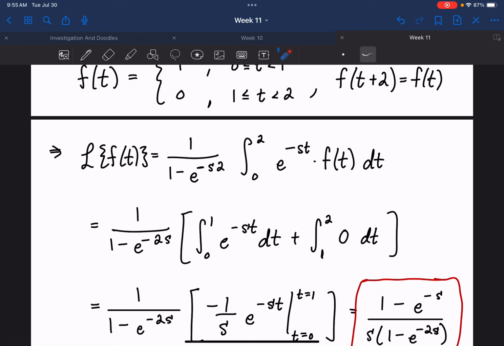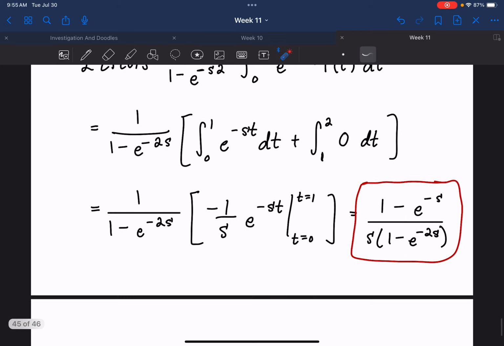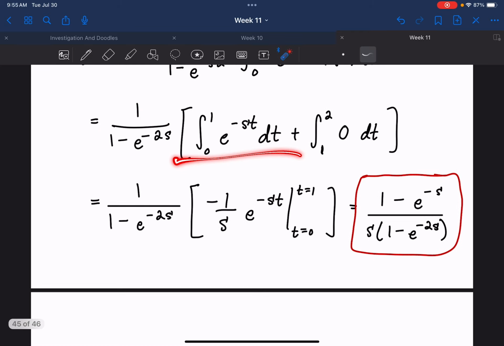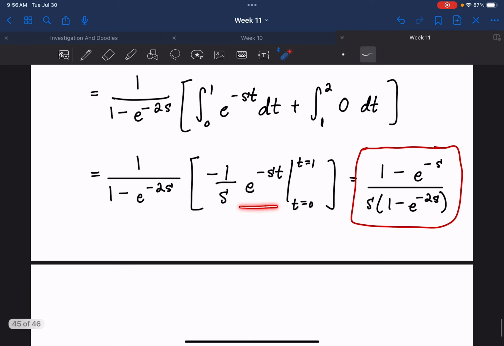The integral of this dt is negative 1 over s e to the negative st from 0 to 1. The second integral is 0. And after you calculate this out, you get (1 minus e to the negative s) over s times (1 minus e to the negative 2s). This is the Laplace transform of the square wave function. The square wave transforms into this.